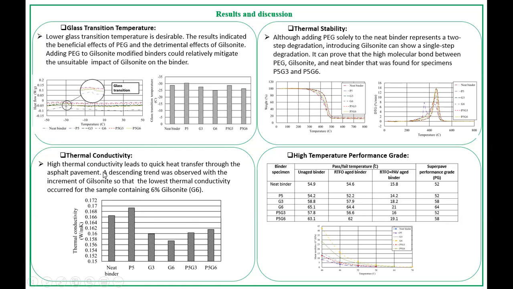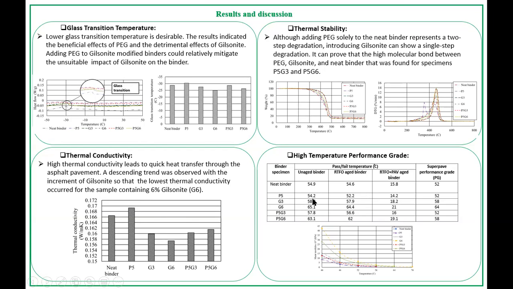And another test that we did was thermal conductivity test. High thermal conductivity is more desirable. You see, after adding Gilsonite, the thermal conductivity decreases, but just by adding 5% PEG, thermal conductivity could increase, which is undesirable. And also we did high temperature performance grade for the modified binders.